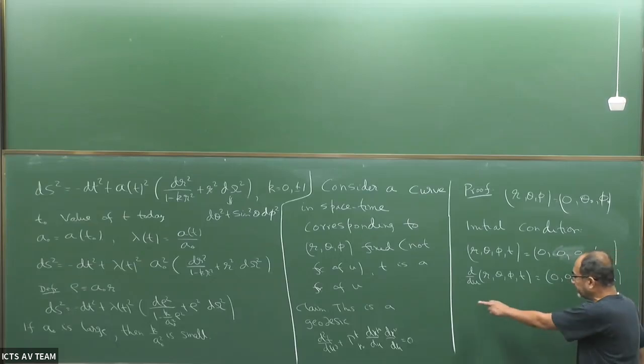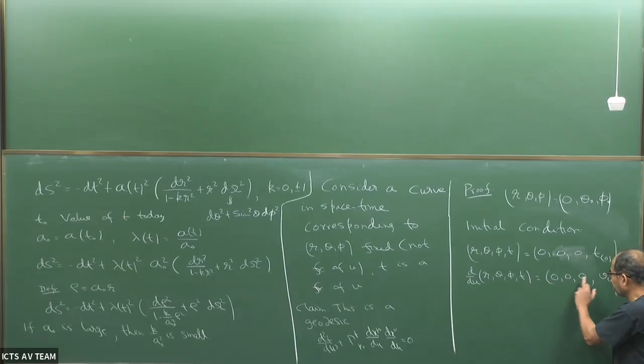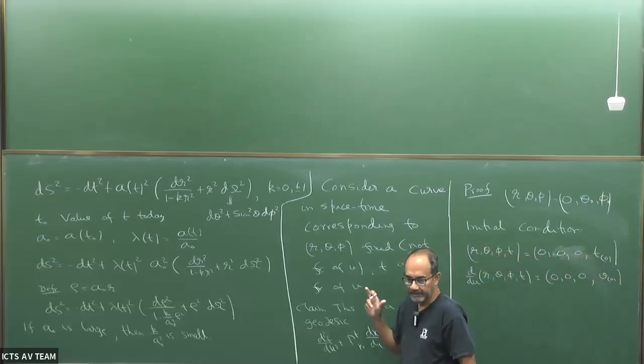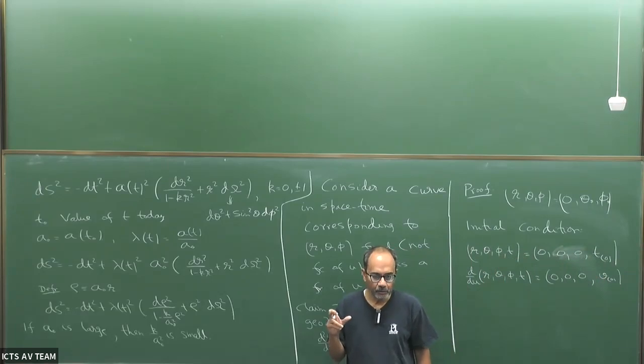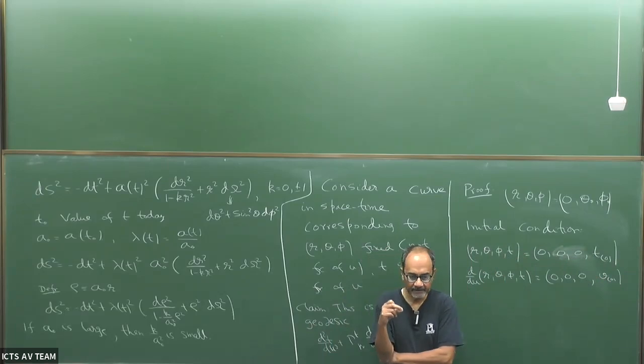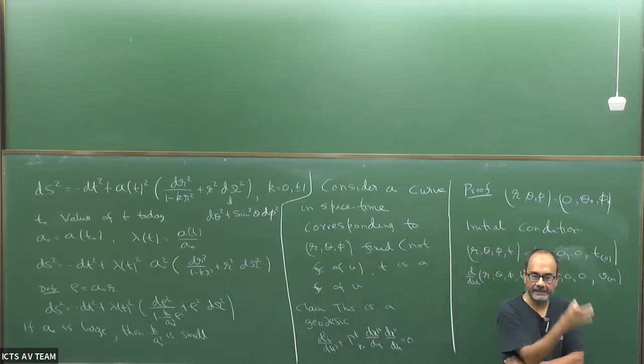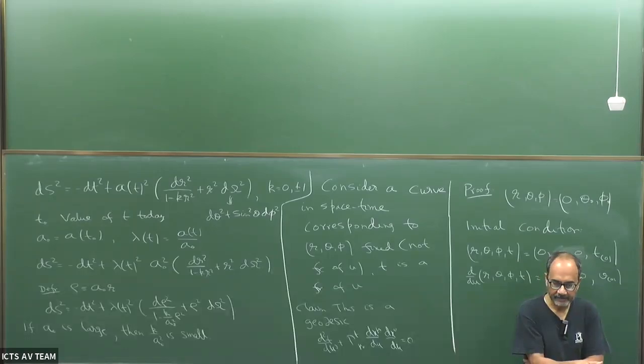So d/du of this I take to be 0, 0, 0 and v naught. This is important here, which means that theta naught, phi naught are not changing. The speed that we have taken is only along the t direction. Given this condition, we want to know what this geodesic will be. Now what do you think the geodesic will be?